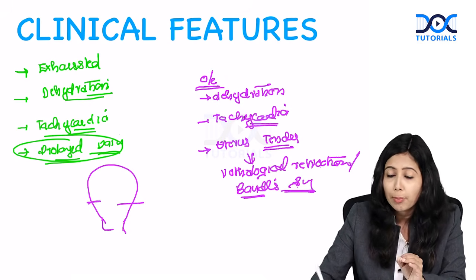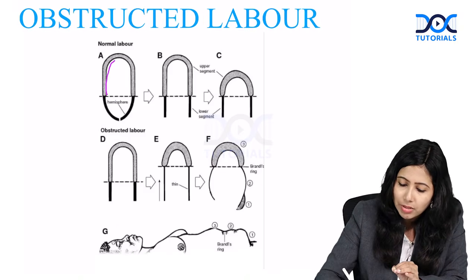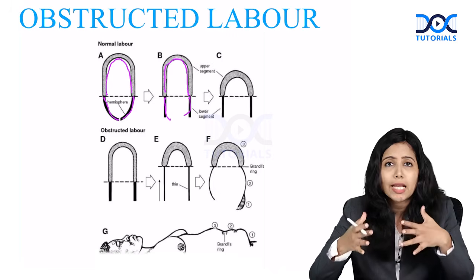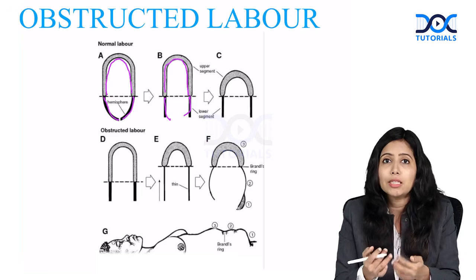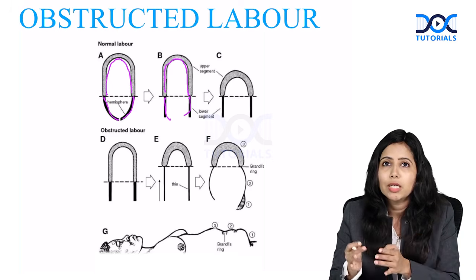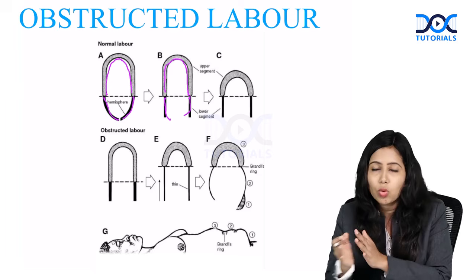So usually what happens in normal labor, let me show you. In normal labor, the upper segment will contract and go down. The lower segment is going to increase. It is going to dilate and it will accommodate the fetal head that is coming down. This is happening during the labor. The lower segment will get thinner and thinner as the dilation progresses.